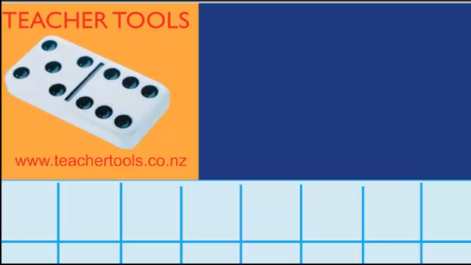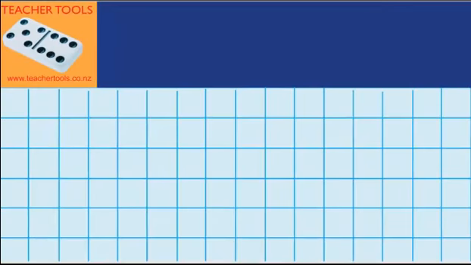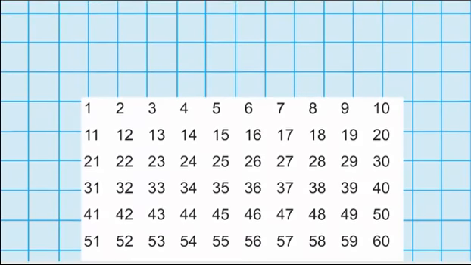Welcome to the Year 2 strategy for subtracting tidy numbers. In this lesson I'm learning to subtract tidy numbers by skip counting backwards in tens. Well, let's start by looking at a hundreds board.